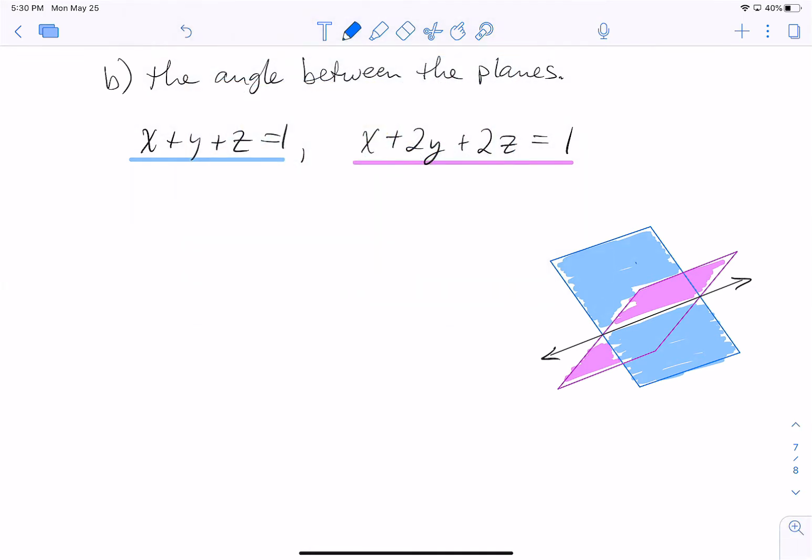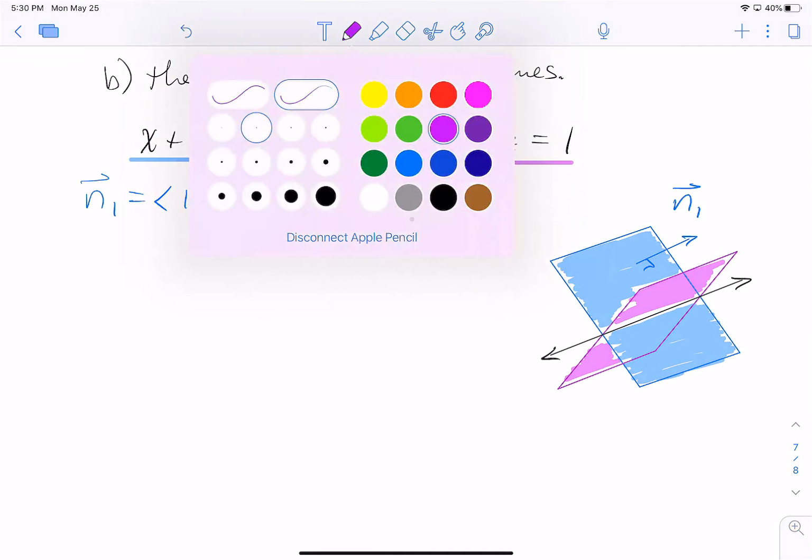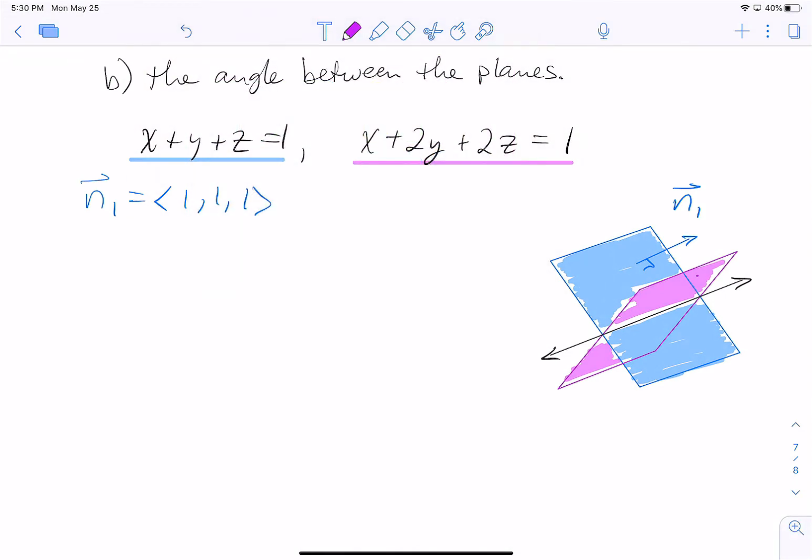Each of these planes has a normal vector. Call this one n1 for the blue plane. It's orthogonal to the surface. And n1 has components 1, 1, 1 from the equation of that plane. The other plane has a normal vector as well. Call it n2. It's orthogonal. And n2 has components 1, 2, 2, again, from the equation of that plane.